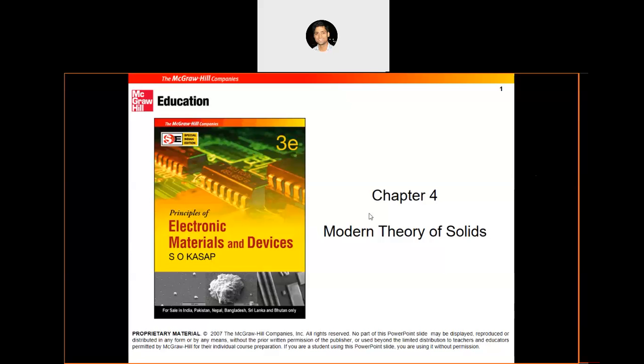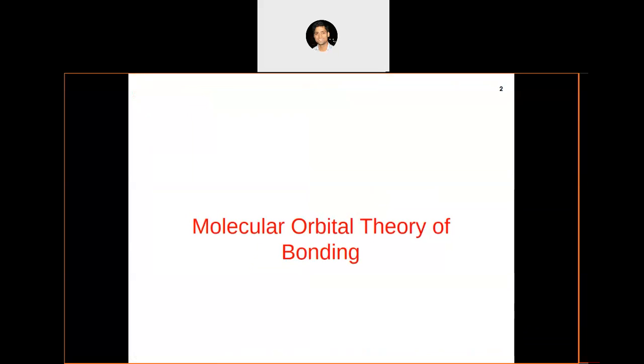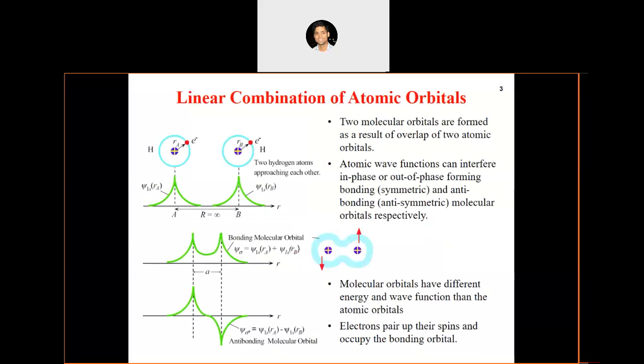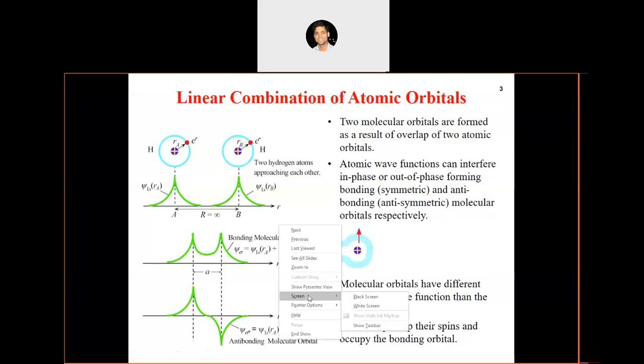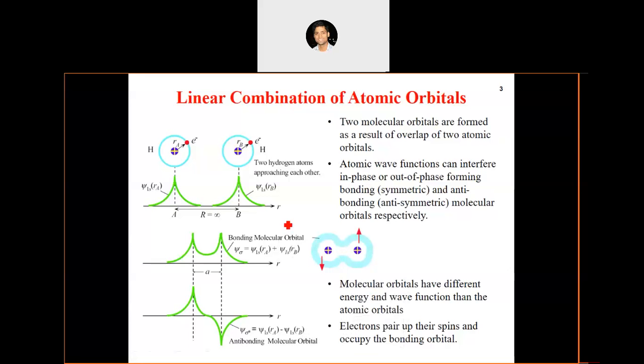So let us start with molecular orbital theory of bonding. Some part of it you might have had a look at before also, but let us just recap it because this will be the basis for many things which we will cover in this chapter. So to discuss this molecular orbital theory, let us take two hydrogen atoms. Yes, so we have two hydrogen atoms. In the beginning, they are at infinite distance from each other, they are not interacting with each other.